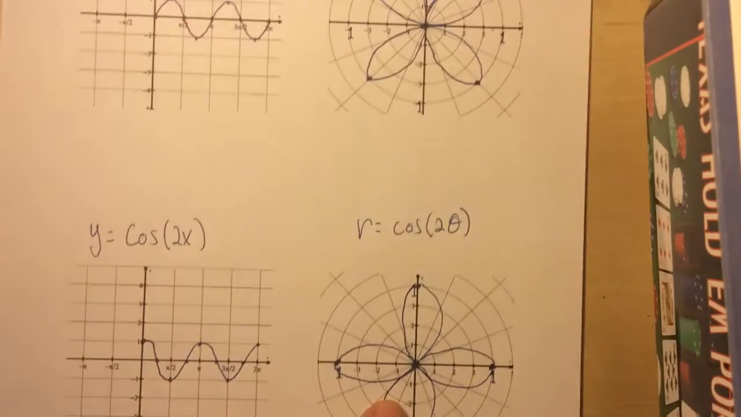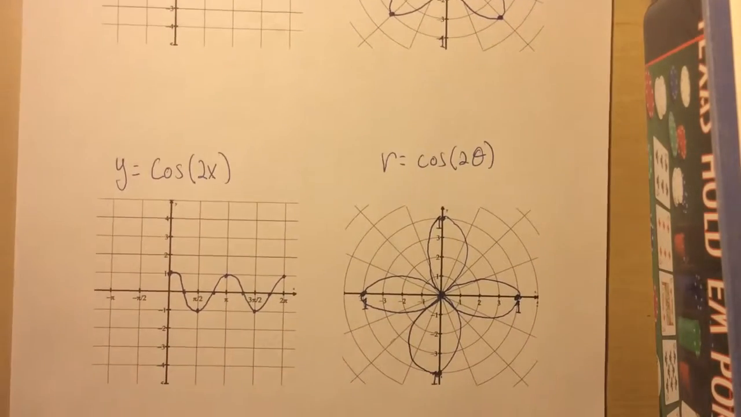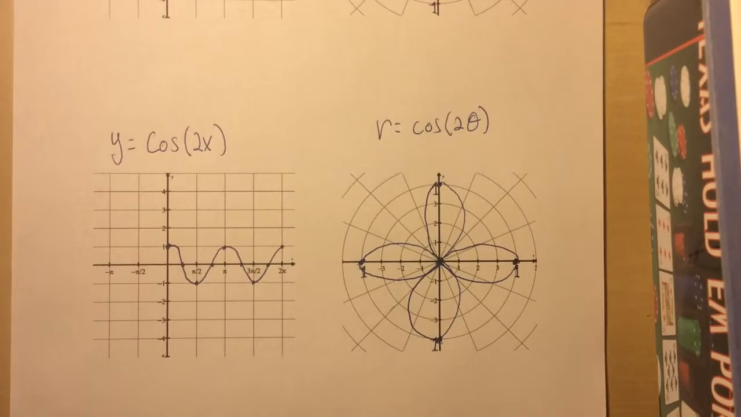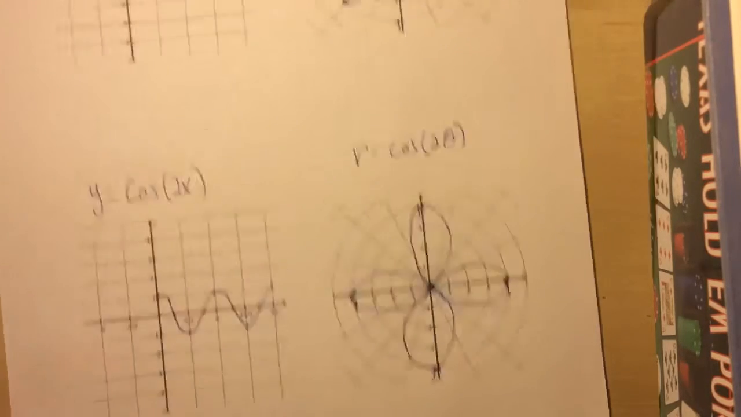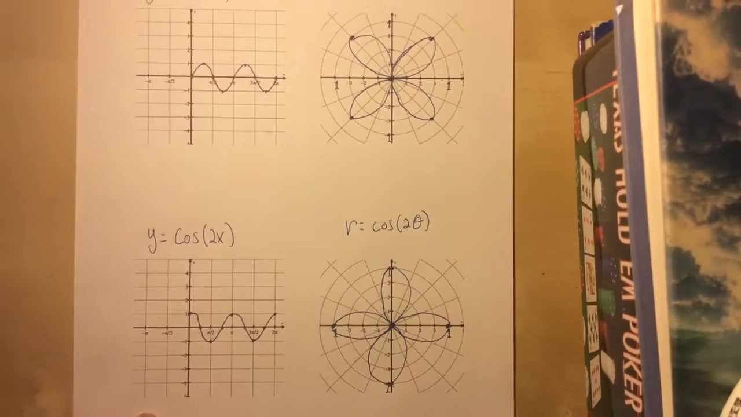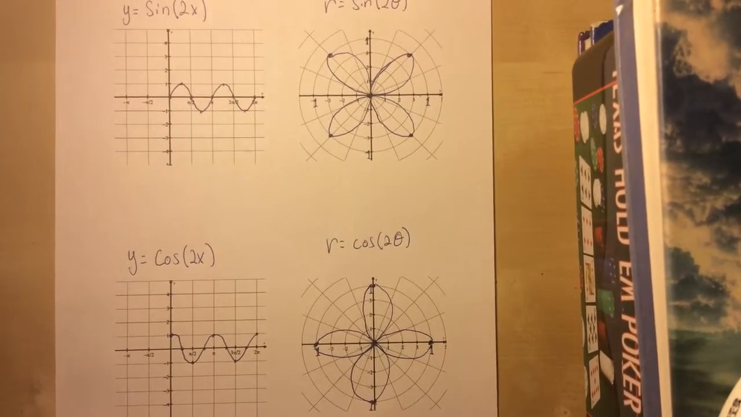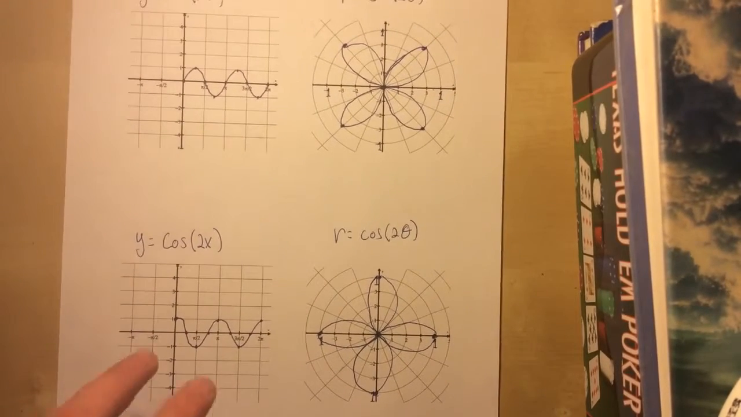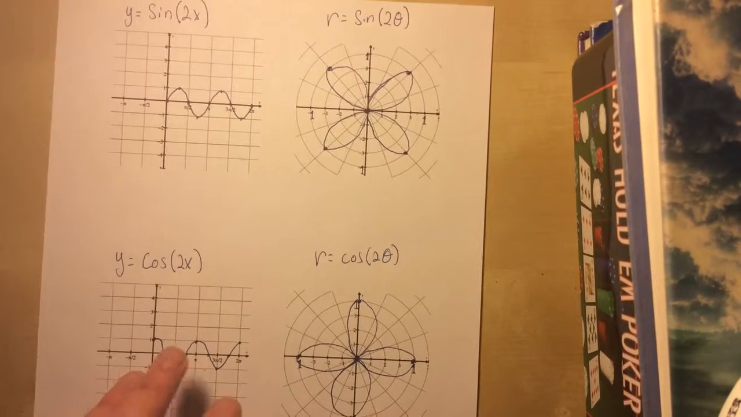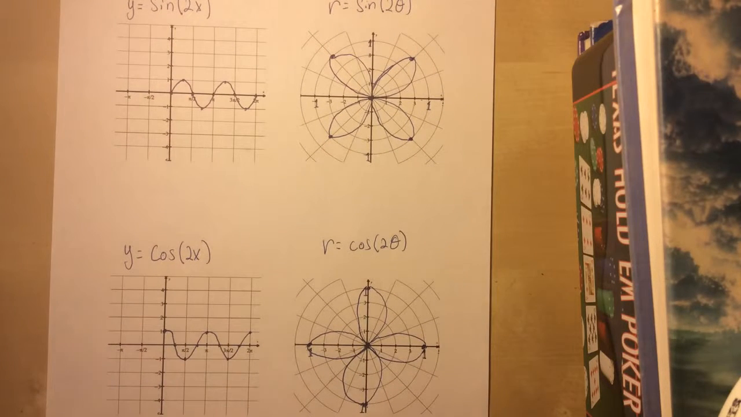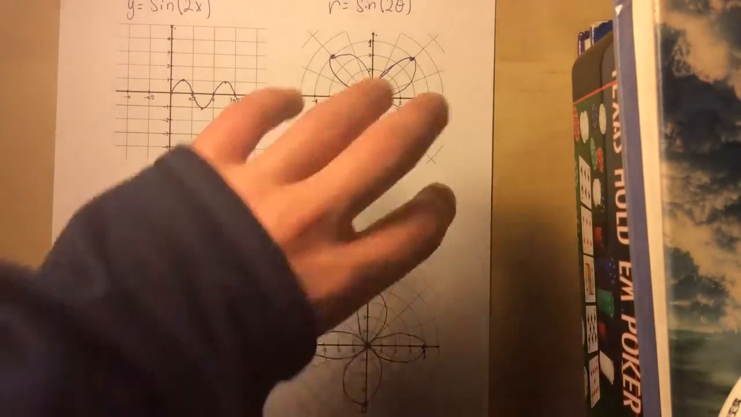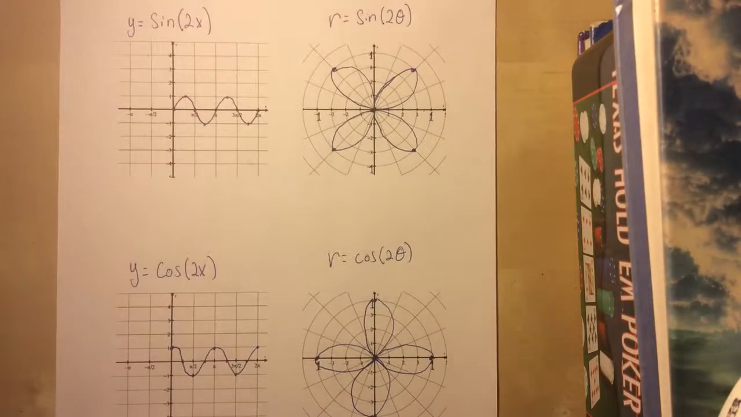After a while, once you're graphing a bunch of these polars, you'll kind of notice patterns, and it'll make graphing a lot faster. So let's notice the difference between cosine 2 theta and sine 2 theta. Well, pretty much it's just shifted. And that's what's going to happen most of the time if you switch a sine into a cosine. You're just kind of going to twist it depending on the rest of the values.